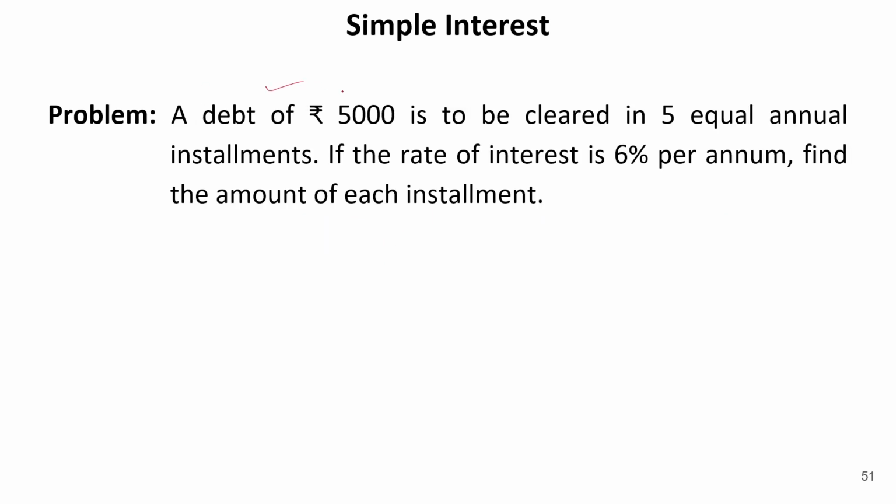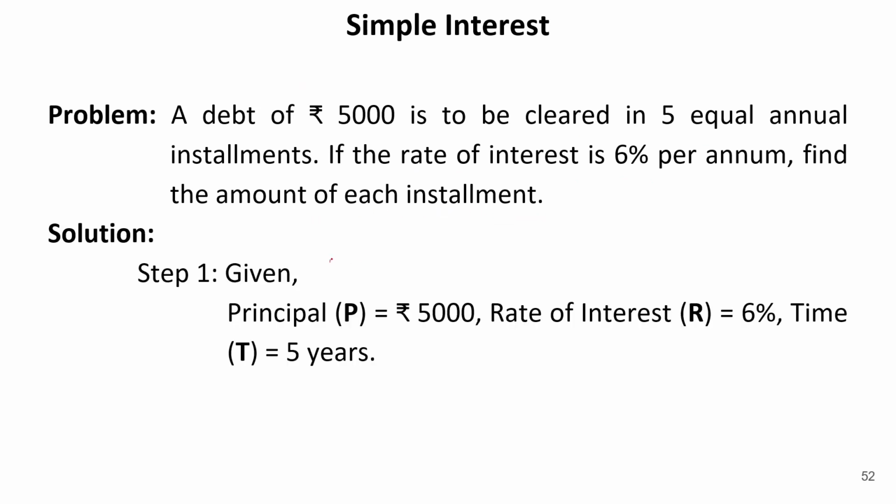A debt of 5,000 is to be cleared in 5 equal annual installments. If the rate of interest is 6% per annum, find the amount of each installment. So given that principal amount P is equal to 5,000, rate of interest R is equal to 6%, and time in years is equal to 5 years.